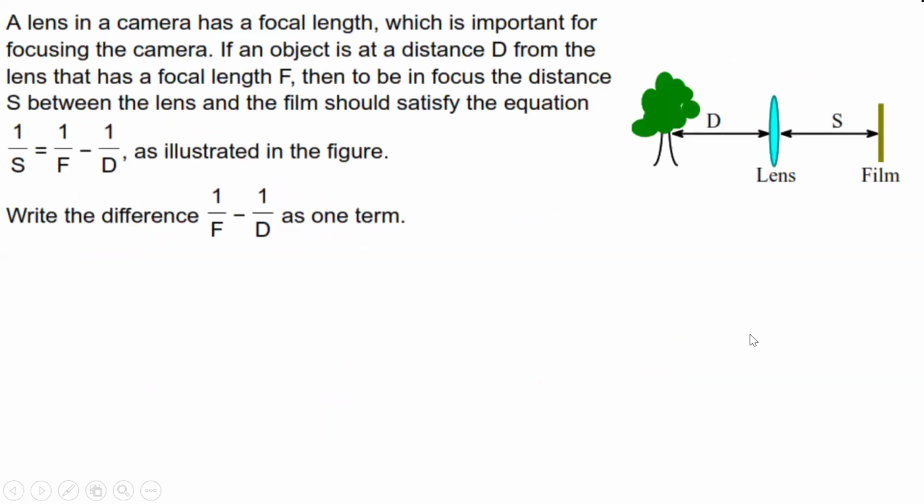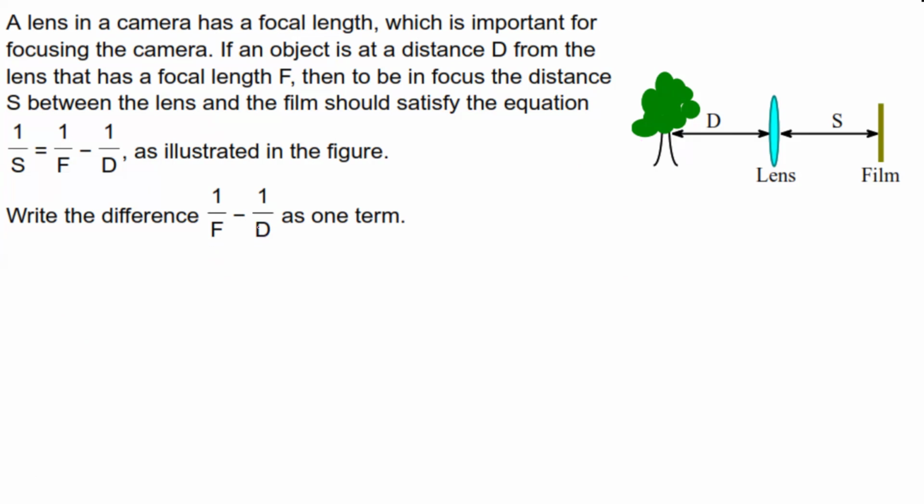All right, so here it says a lens in a camera has a focal length, which is important for focusing the camera. If an object is at a distance d from the lens that has a focal length f, then to be in focus, the distance s between the lens and the film should satisfy the equation 1 over s equals 1 over f minus 1 over d. This is what we have as far as our picture: the lens here, the film here, and in this case a tree here. That's the d, that's the s. What they want us to do is add those two together as one term.